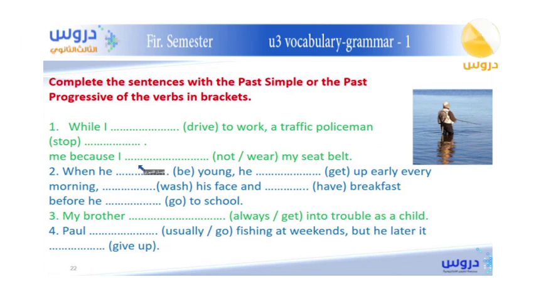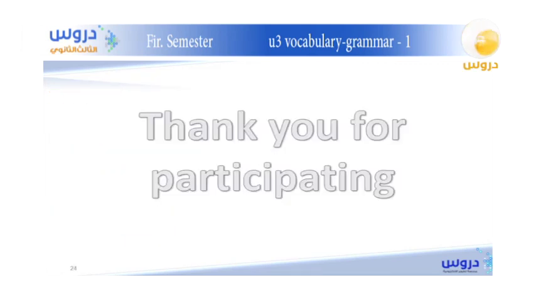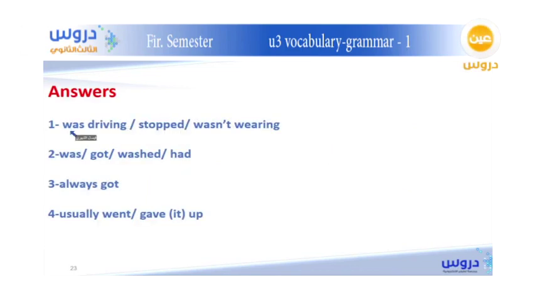Okay, was driving, stopped, did not. This is for one. Was got. Great, Malak. What about you, Ryuf? Can you give us a bit about number three: my brother always got into trouble as a child. If you are there, Ryuf. Okay, we will see now. Sorry for that. Number one: was driving, stopped, wasn't wearing, and you say didn't. Number two: was got, which is absolutely correct, Shuruq. And that's fine, unless you get two correct words. Okay? Good.